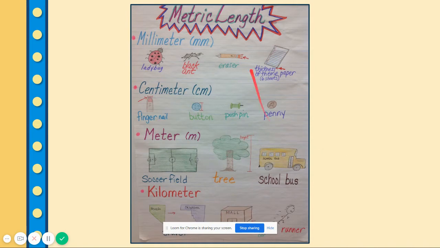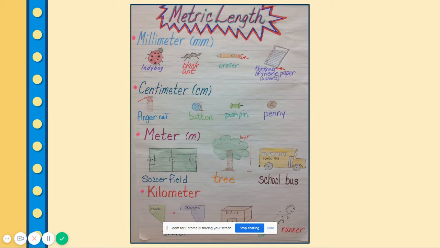We have millimeter. Millimeter is a very tiny measurement. If you see the examples, it would be the width of a ladybug, the width of a black ant, the width of an eraser, even the thickness of lined paper. This is just how thick it is, and we know that it's not very thick. So we know that millimeters measure very tiny units.